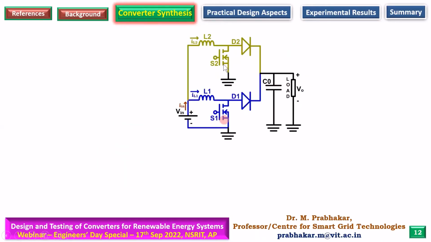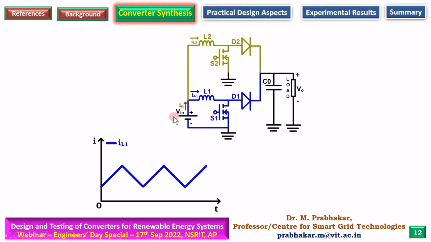Suppose we have a two-phase interleaved boost converter. Switches S1 and S2 are operated with 180-degree phase shift. It means that when S1 is turned on at time t equal to 0, S2 will be off. After some time, when S2 is on, S1 will be off. They are going to be complementary to one another. That is called 180-degree phase shift.